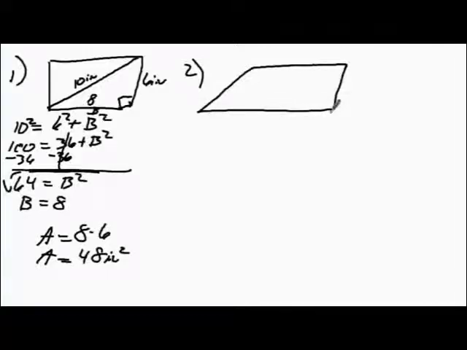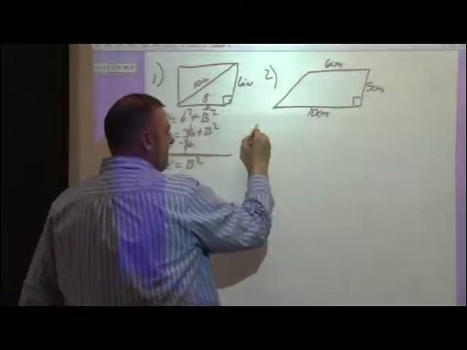And I'm going to give you that this is a right angle here. I'm going to tell you that the base at the top is 6 centimeters. I'm going to tell you the base of the bottom is 10 centimeters. And I'm going to give you the height of 5 centimeters. You just have to remember how to find the area of a trapezoid.